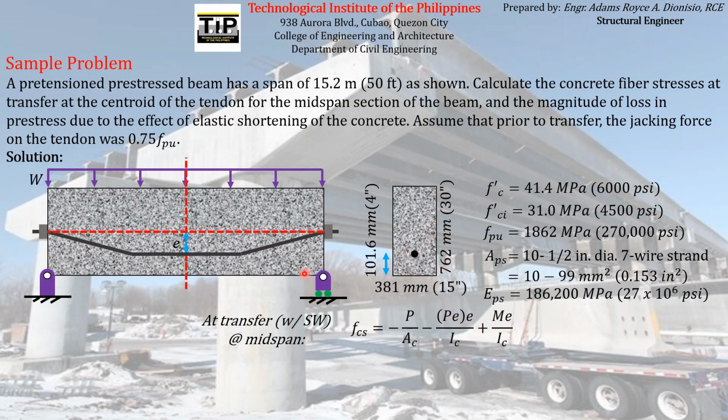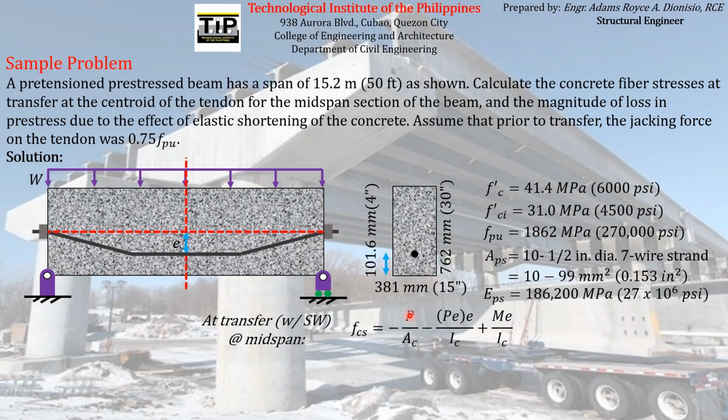The e, I think we can compute for e because we are given this distance from the bottom of the pre-stress reinforcement. So the only unknown parameters here in order for us to compute the concrete stress acting here at the location of the pre-stress reinforcement at midspan are the values of P and M.